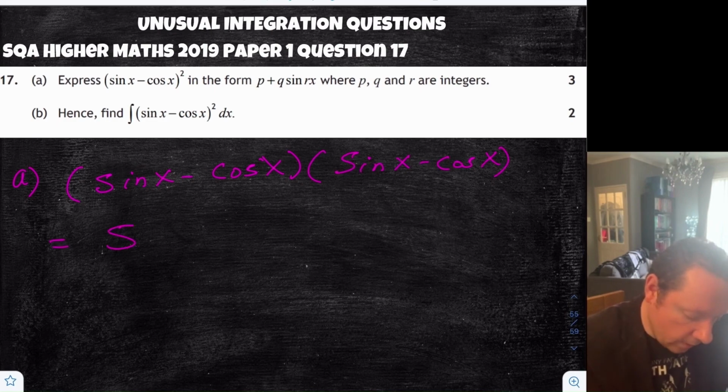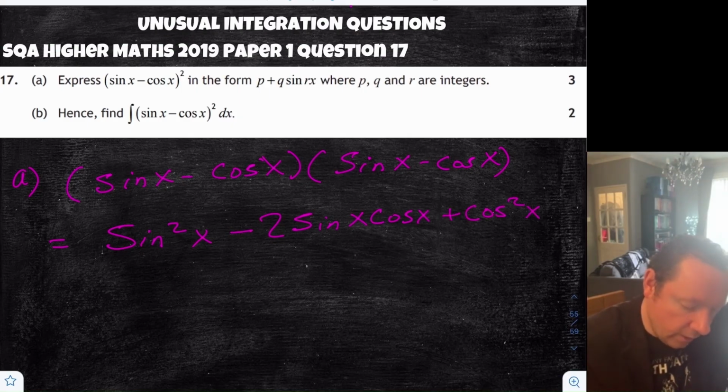That equals sin squared x. Sin x times minus cos x, and then minus cos x times sin x is minus 2 lots of sin x and cos x. And then minus times a minus is a plus, so plus cos squared x. But we know that sin squared plus cos squared equals 1. So we get 1 minus 2 sin x cos x.